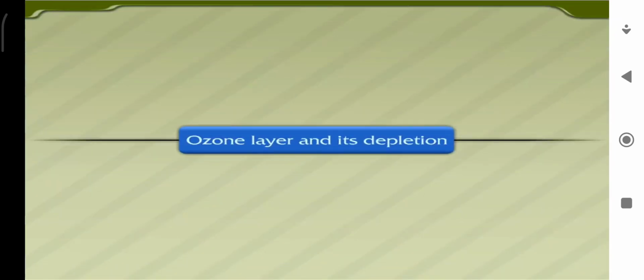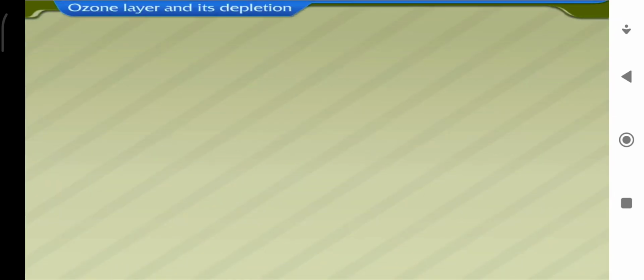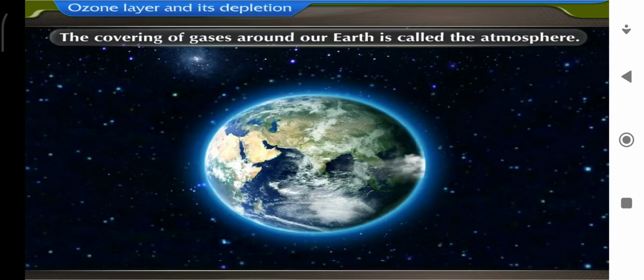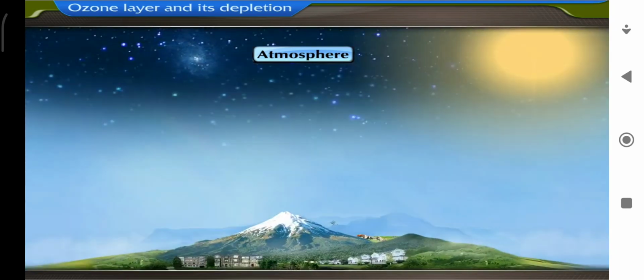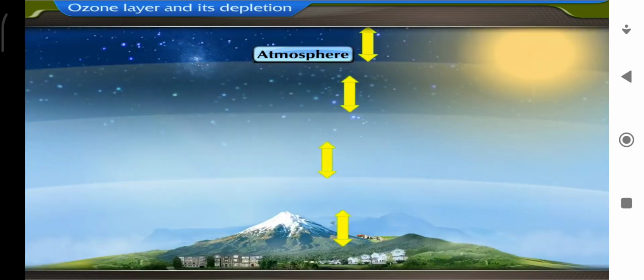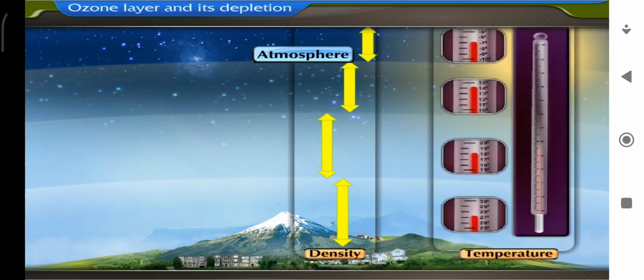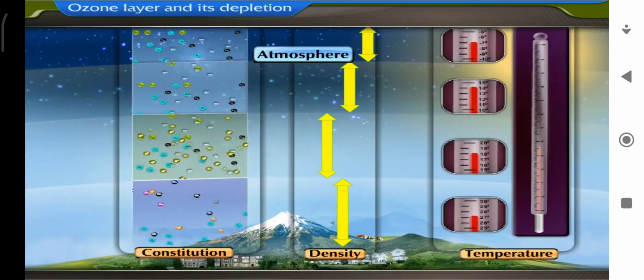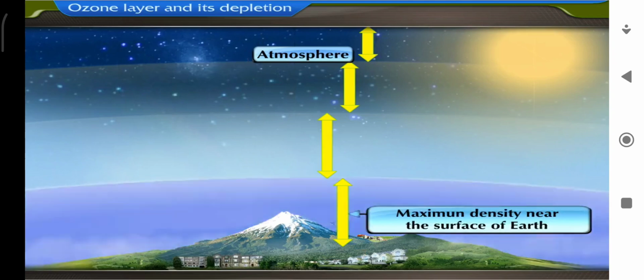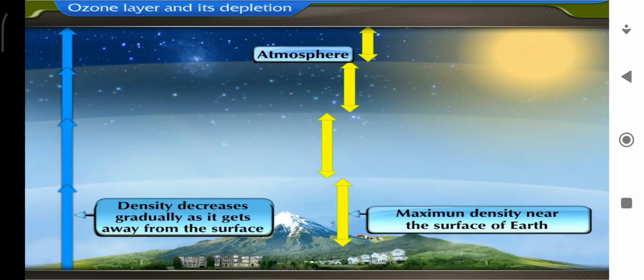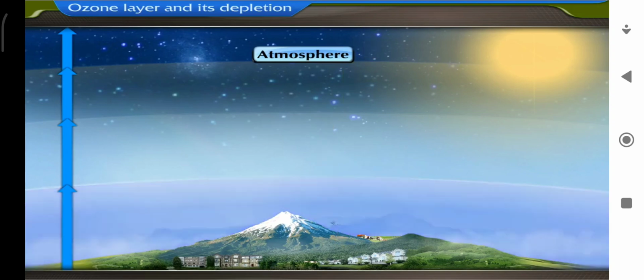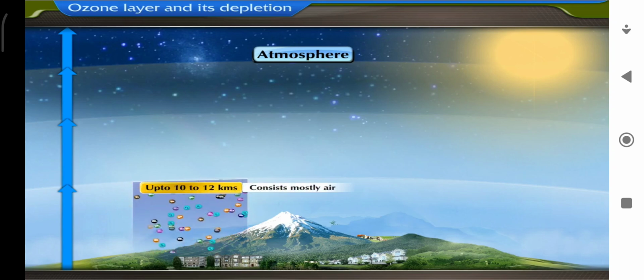Ozone layer and its depletion. The covering of gases around our Earth is called the atmosphere. Atmosphere is arranged in the form of many layers around the Earth. These layers vary in their density, temperature, constitution, and other properties. There is a maximum density near the surface of the Earth, and it decreases gradually as it gets away from the surface. The lowermost layer of the atmosphere surrounding the Earth, up to 10 to 12 kilometers, consists mostly of air. This layer is known as troposphere.